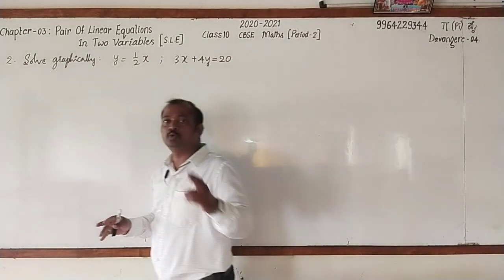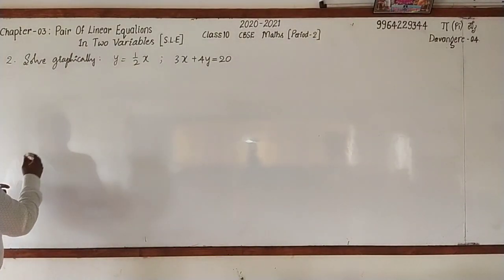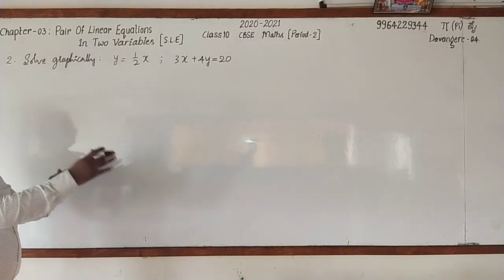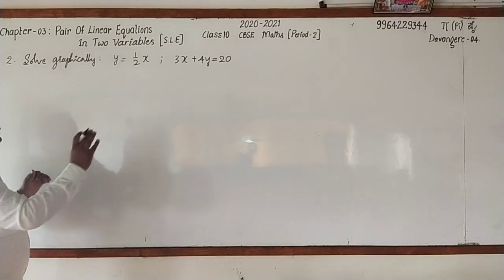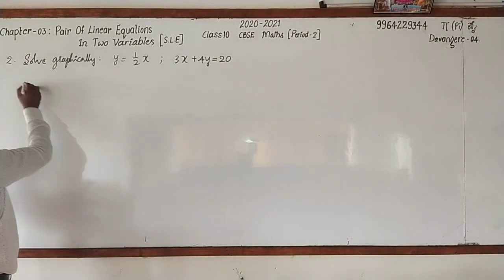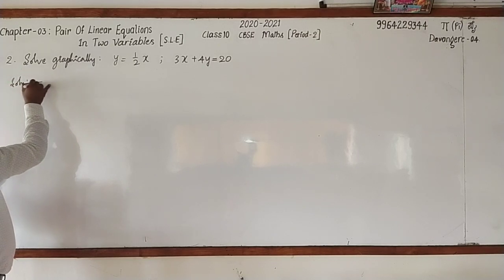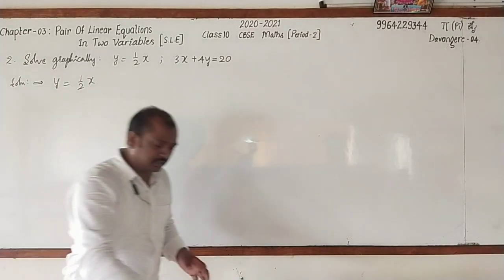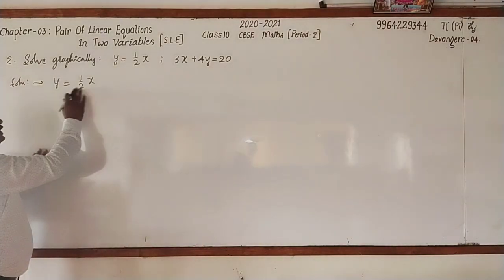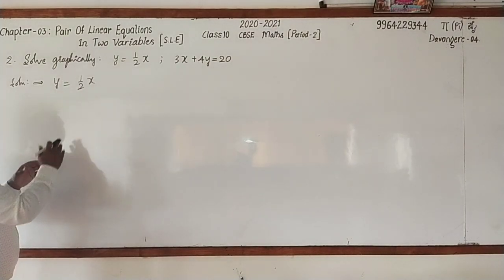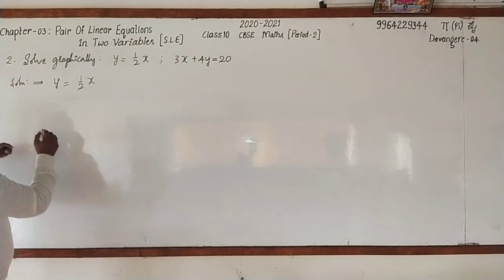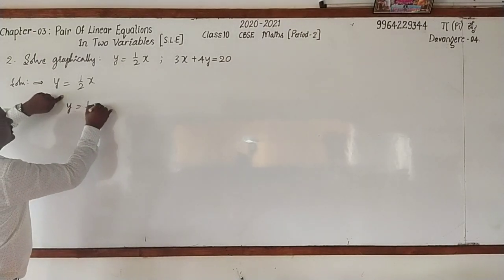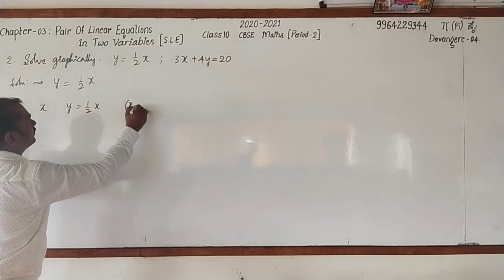Here also they are given two linear equations in two variables. To solve them graphically, we have to draw the graph. To draw the graph, we need to find out the coordinate points with respect to each of these two equations. First, let me go for taking the first equation, y equal to half x. The important thing is, here no need to solve y because the equation itself is in the form of y. Hence, I will take directly. This is x and y is half x, then x comma y.